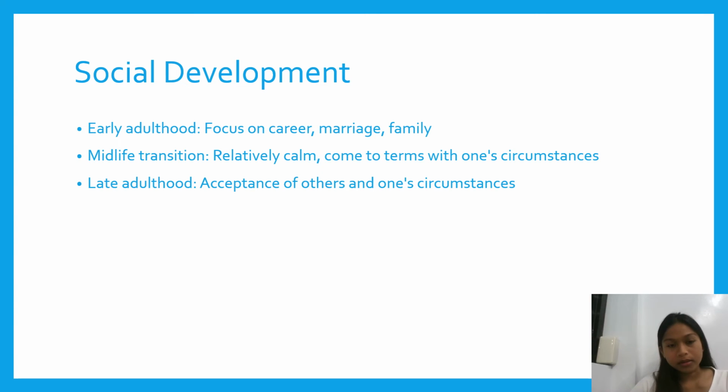Social development. Early adulthood focuses on career, marriage, and family. In the midlife transition, people relatively come to terms with one's circumstances. Late adulthood brings acceptance of others and one's circumstances. How does the reality of late adulthood differ from the stereotypes about that period?